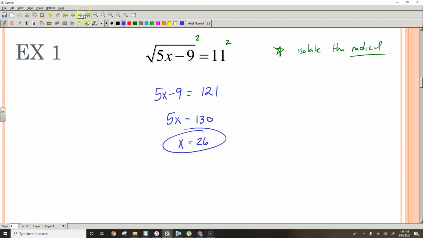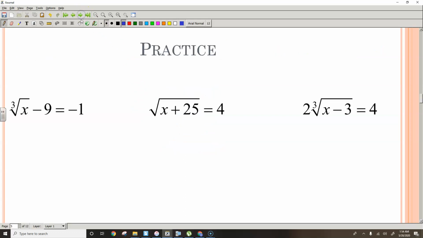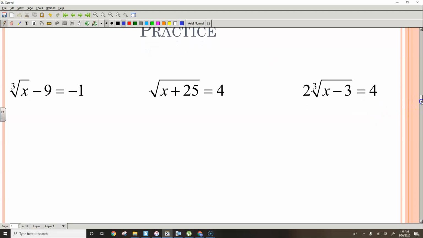Now there are obviously different types of equations here. You can have a radical with other things around it that you're going to have to isolate. So you could have a square root, you could have a cube root, you could have a fourth root. And not only that, you could just have something written not as a radical, but as a rational exponent. So I'll show you what I mean on this next slide. So here's some practice problems for you. You can go ahead and try these.